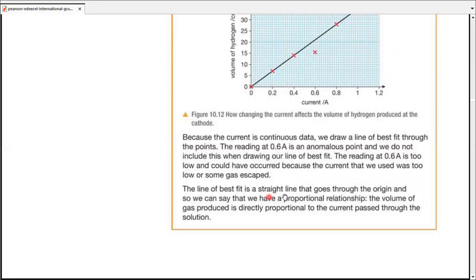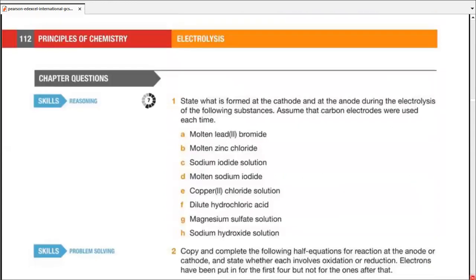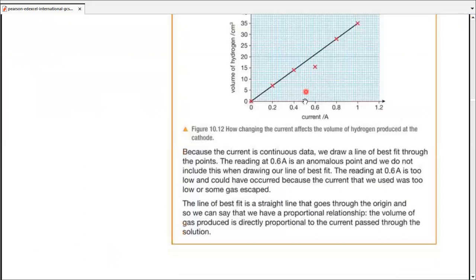The line of best fit is a straight line and goes through the region. We can say we have a proportional relationship, which means the more the current, the more the volume of gas produced, and vice versa. Get the point? So the amount of current and the volume of gas produced are directly related to one another. And here we finish the chapter.